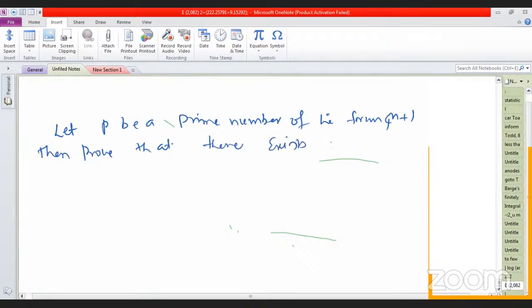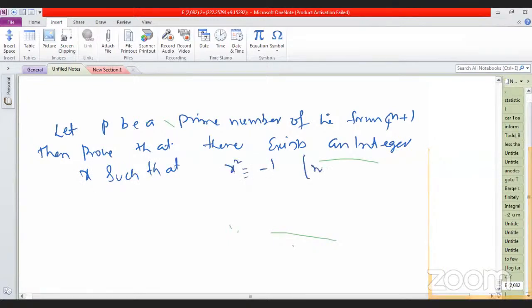Then prove that there exists an integer. Again asking, what is an integer? It's the union of positive and negative numbers and the whole numbers. I'm repeatedly asking.